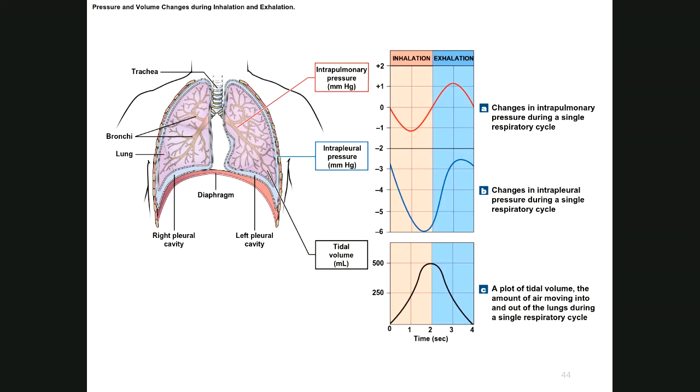As soon as the volume is getting down, the pressure in the intrapleural space and in the lung is going to increase, and this happens passively. This is exhalation.